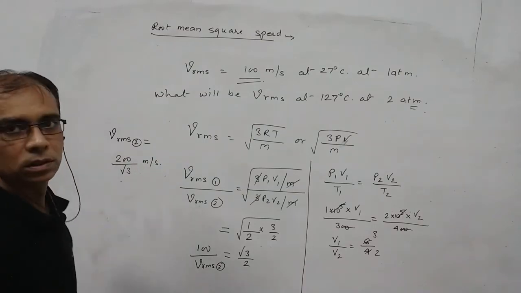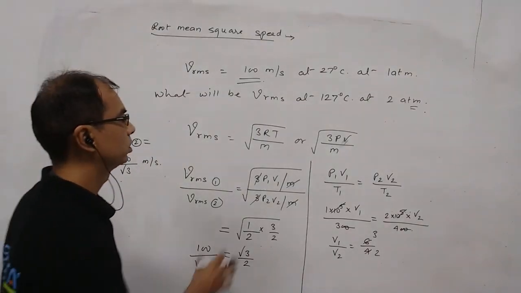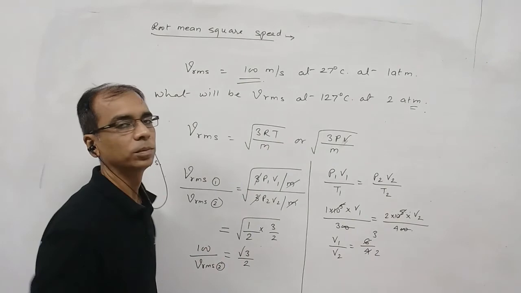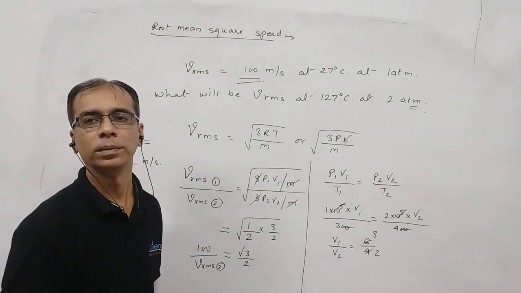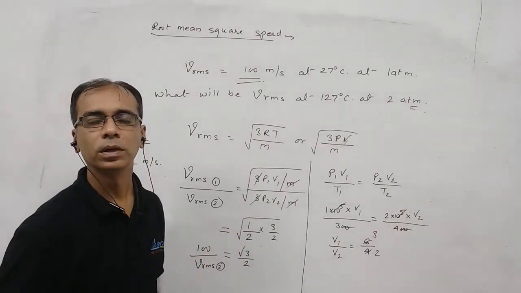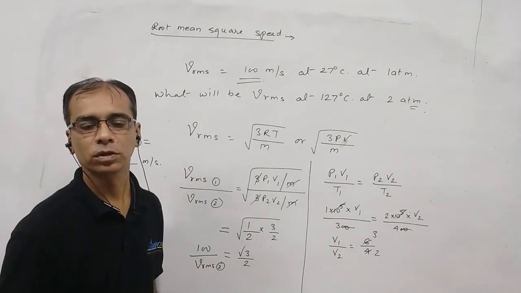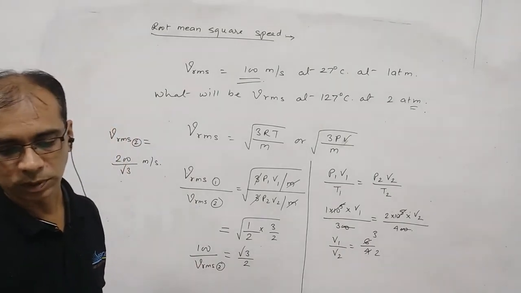That's a good question, which is not directly based on the formula, like root 3RT by M, with R given, T given, M given. A slightly different kind of approach is required to solve this. Okay? So this is one of the questions.